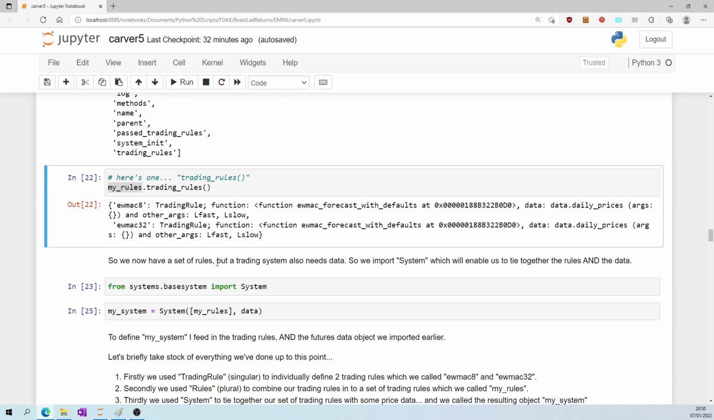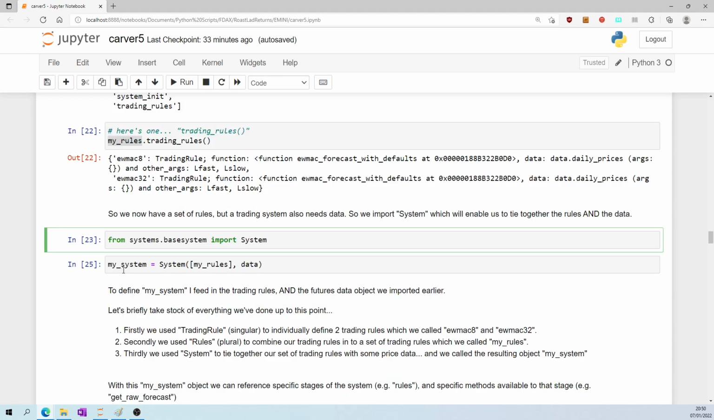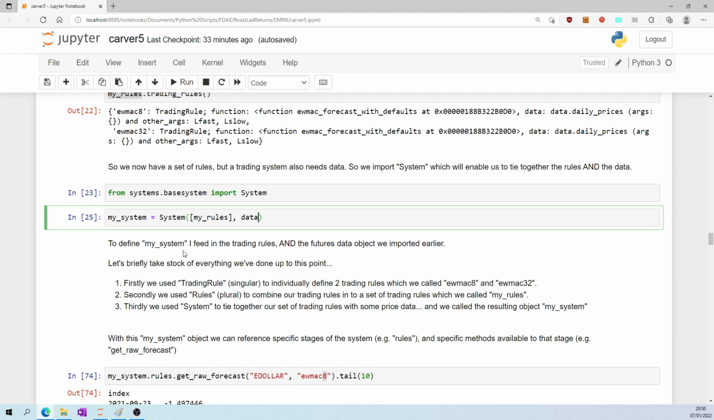Now we have a set of rules, but a trading system also needs data, so we import system, which will enable us to tie together the rules and the data: from systems.baseSystem import System. My system equals System, and then pass the rules and the data. To define my system, I feed the trading rules and the futures data objects that we assigned at the very beginning. We simply called it data.